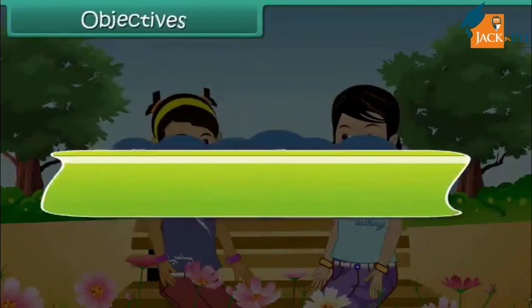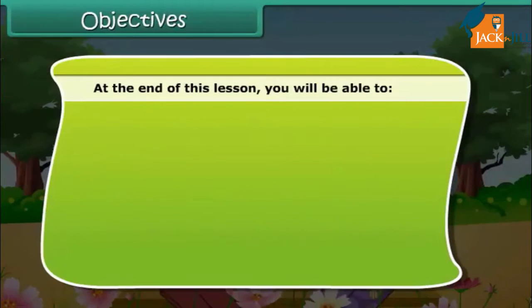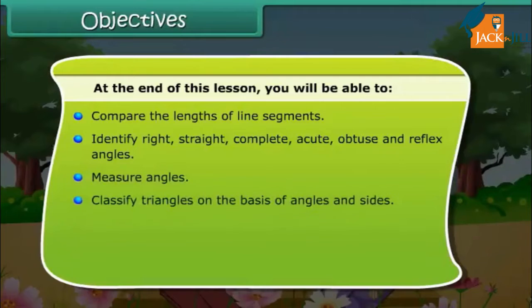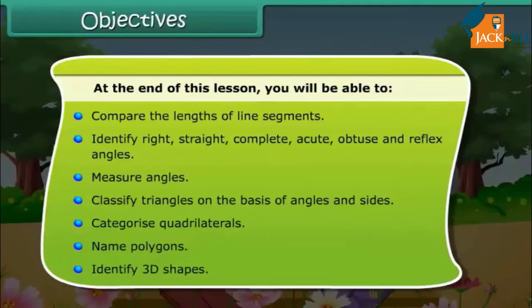Objectives. At the end of this lesson, you'll be able to compare the lengths of line segments, identify right, straight, complete, acute, obtuse, and reflex angles. Measure angles. Classify triangles on the basis of angles and sides. Categorize quadrilaterals. Name polygons. Identify 3D shapes.